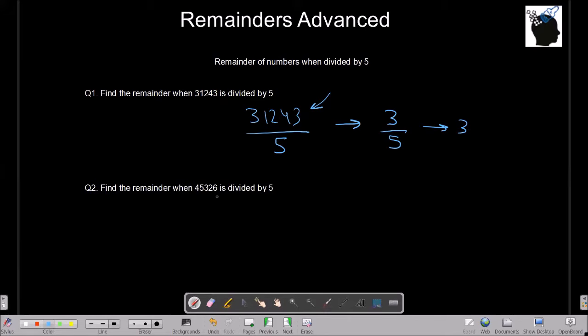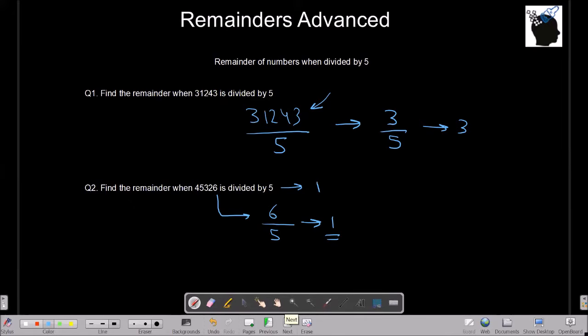Let's try the second one. In this one, we know that 6 is the units digit. So 6 divided by 5, which is nothing but 1, will be the remainder. That means 45326 when divided by 5 will give us 1 remainder.